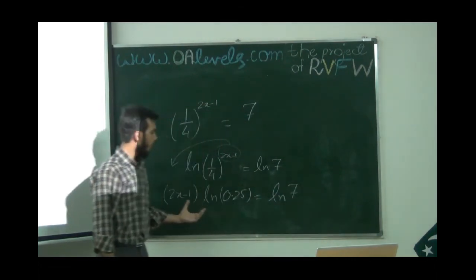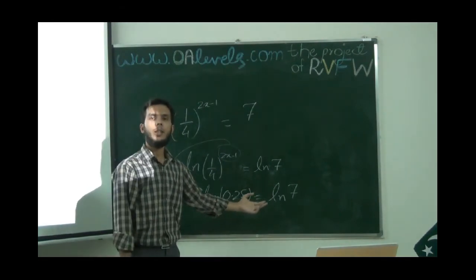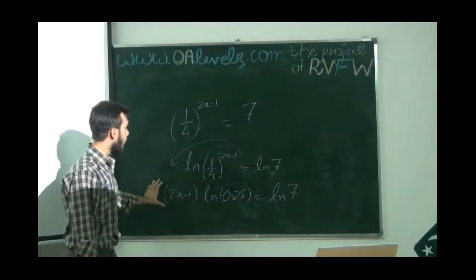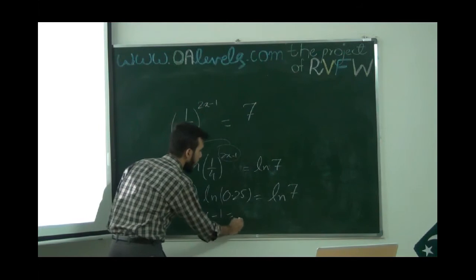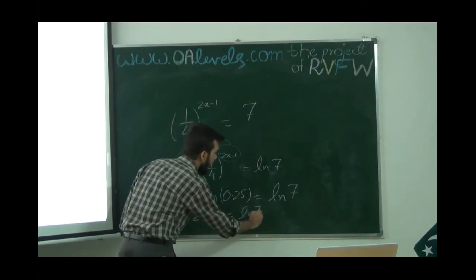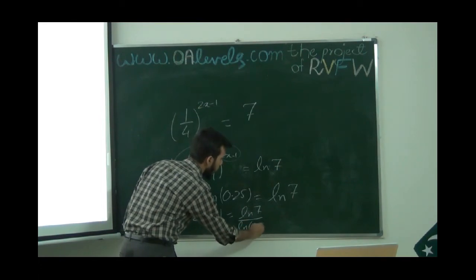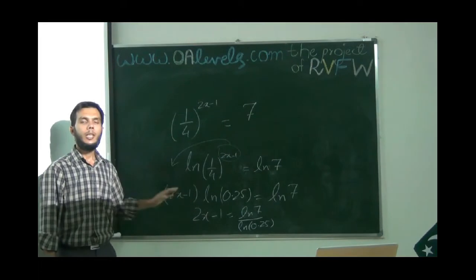What we do, we bring this thing over here in the denominator, algebraic rules हैं, यहाँ multiply हो रहा है, over there वो जाके divide होगा, and we'll be left with only 2x minus 1 is equal to ln 7 upon ln 0.25. इसको solve करके calculator से you can get the answer.